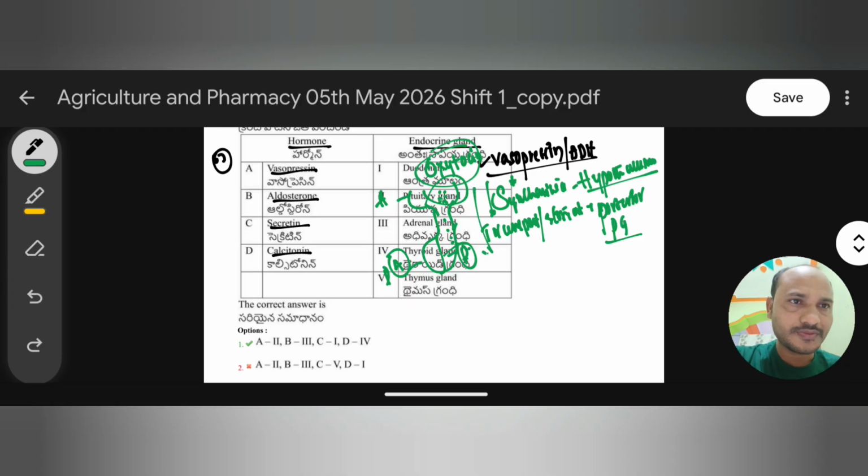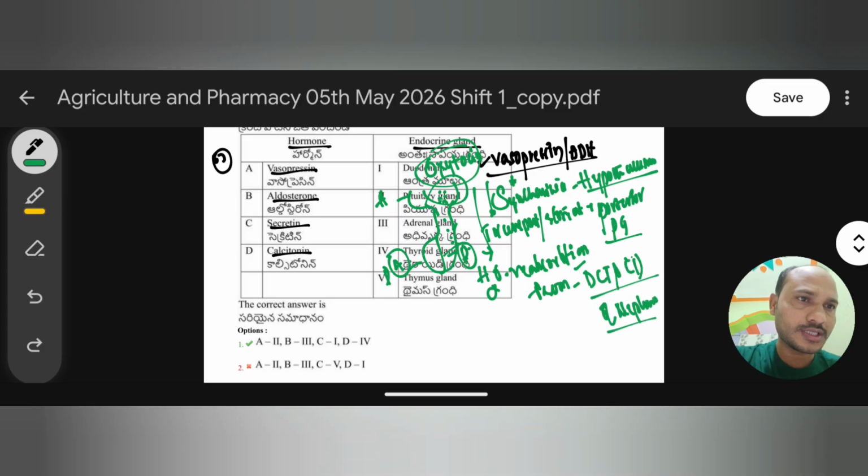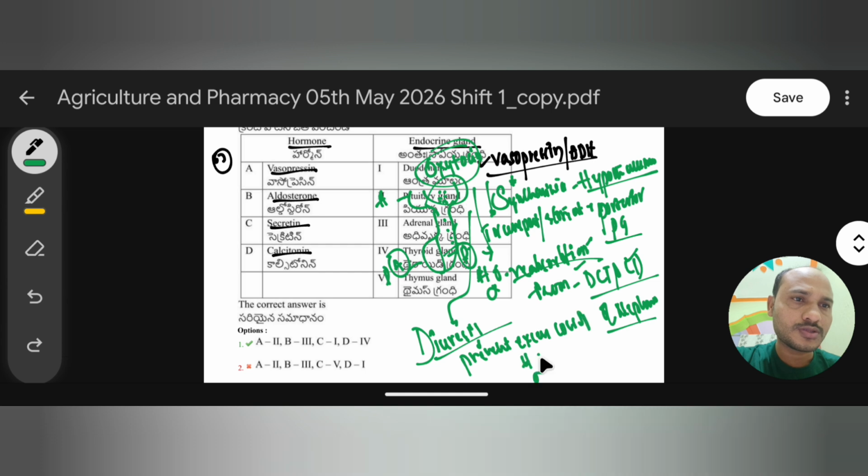And very important, the function of vasopressin is to help water reabsorption from the distal convoluted tubule and collecting duct of the nephron. From the nephron, in the distal tubule and collecting duct region, there is absorption of water in the presence of this vasopressin hormone. When water reabsorption occurs, it prevents diuresis. Diuresis means excess loss of water through urine.